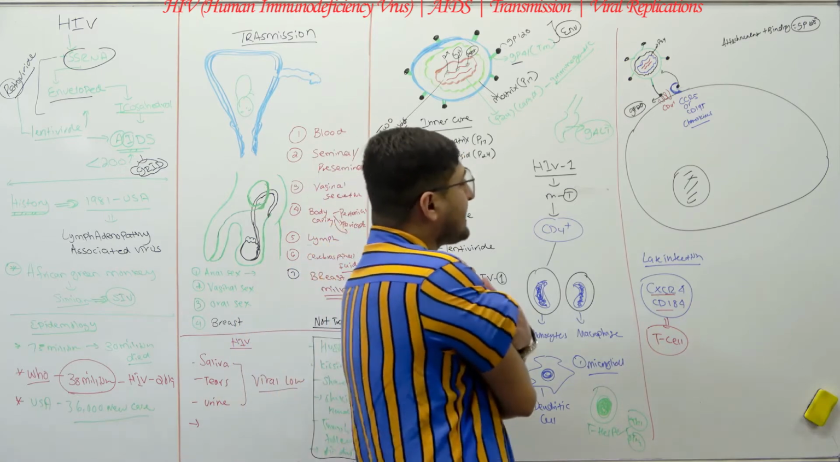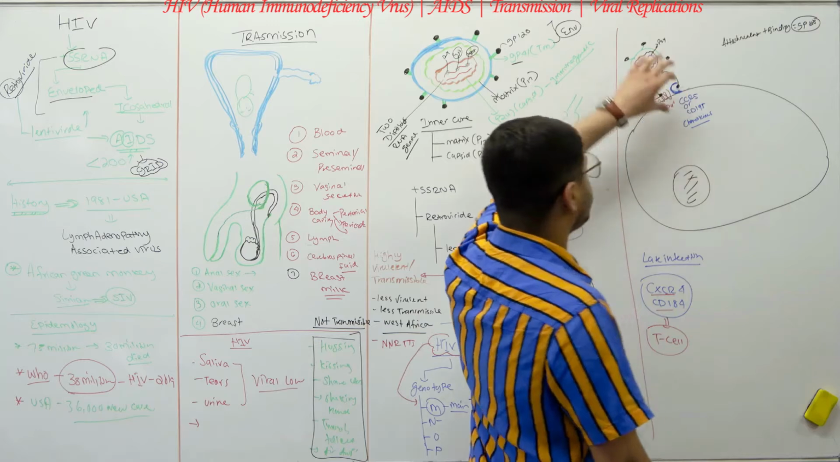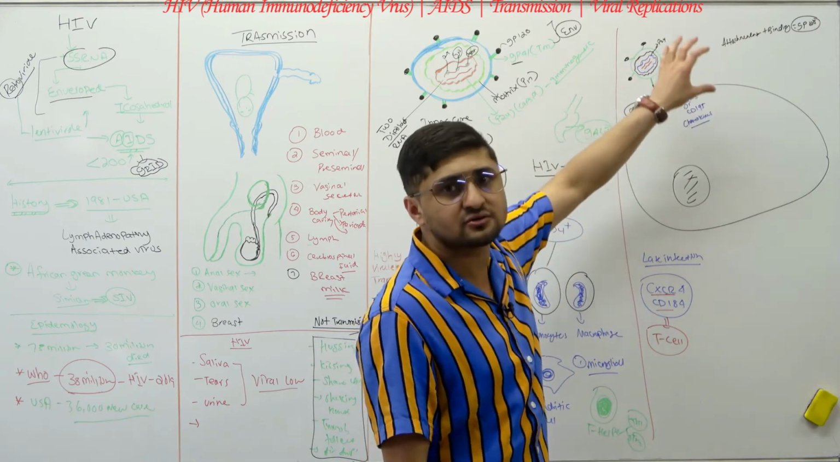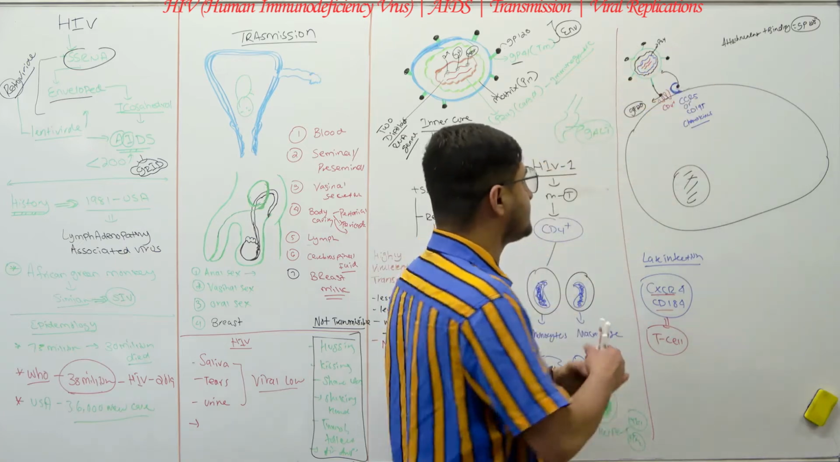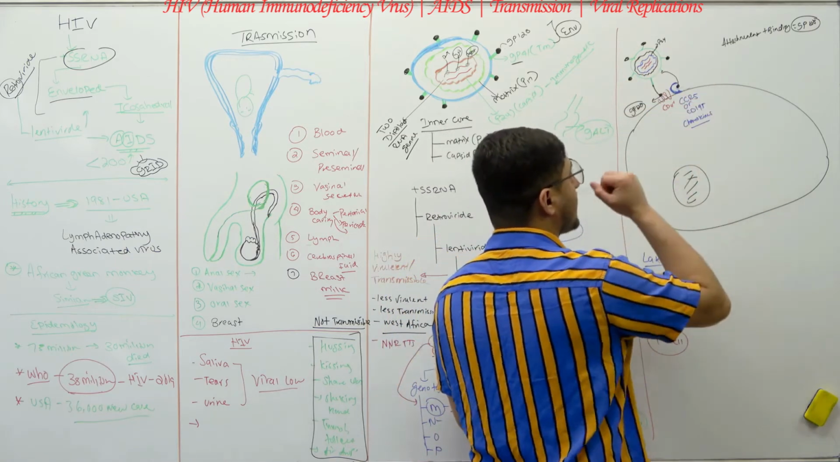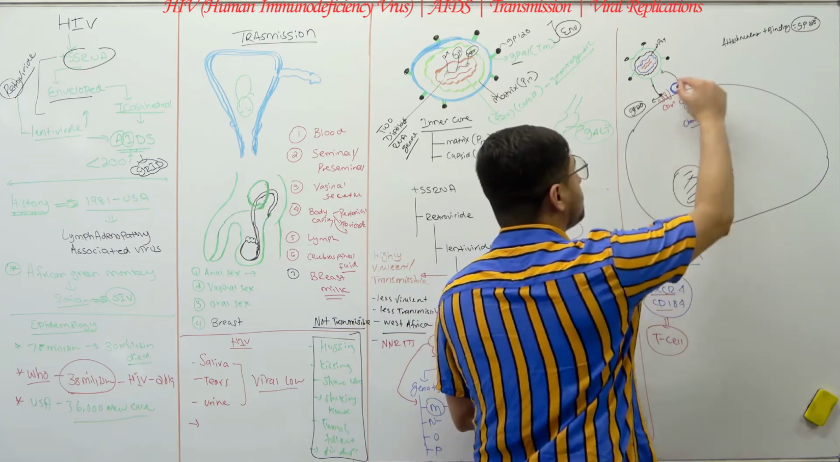Now, let's just say that initially infected is the mucosal area, the mucosal lymph tissues and all. And through the macrophages or the dendritic cells, what happens is they hijack the cells. They get into the cells, and that happens with this co-receptor.